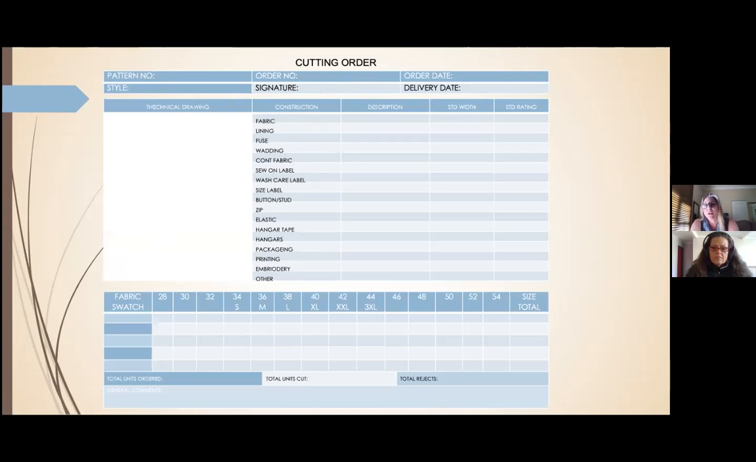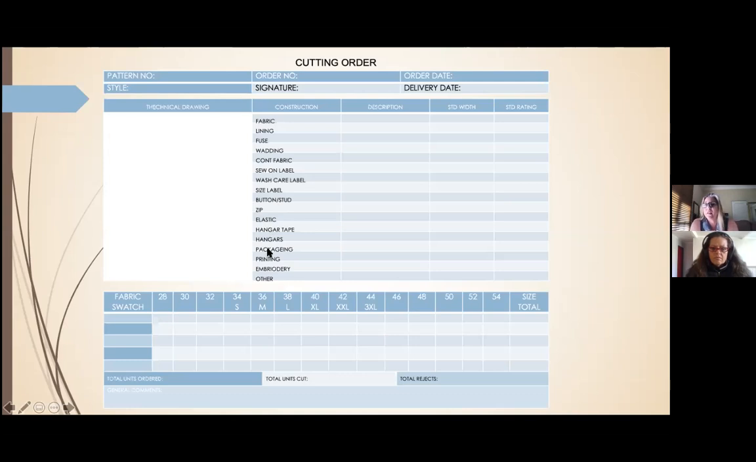And so then I would interrogate that CMT cost. Are they charging me for sew-in labels, wash care labels, and thread? Often a CMT will supply the thread. And so I want to know that that is part of the CMT cost that I have included, and I don't have to absorb that in my costing schedule. I want to know if there's buttons, studs, zips, elastic, hanger tape, packaging.